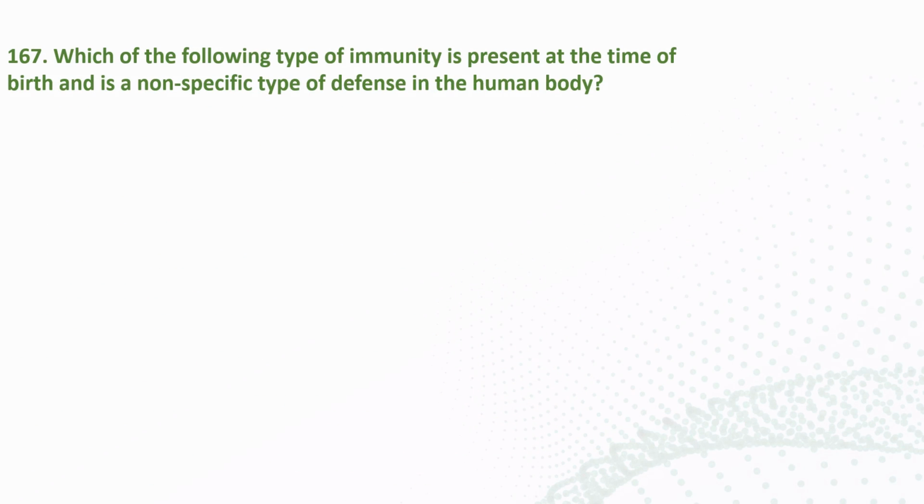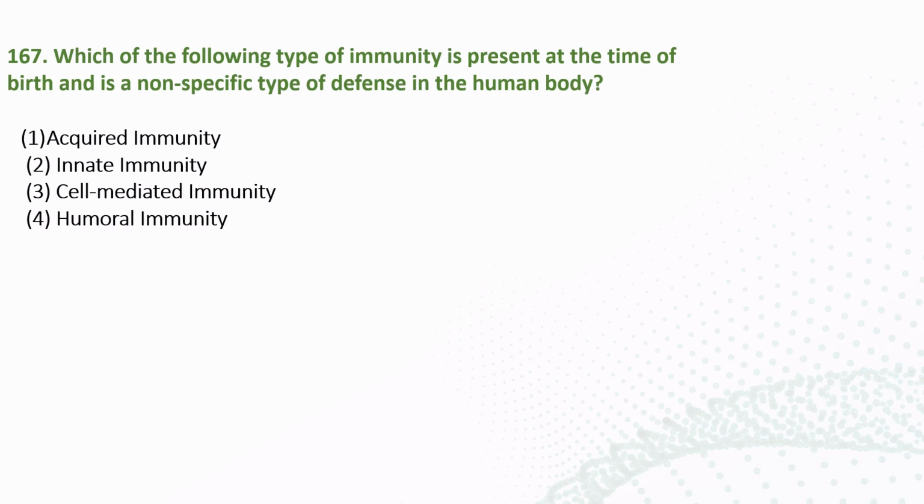If we move on to the next question, this question came from the immune system. What they are asking is: which of the following types of immunity is present at the time of birth? Here you have to say that we have many types of immune responses. In that, at the time of birth, which type of immunity is seen in the fetus or the baby or child? It is a non-specific type of defense in the human body, also called non-specific defense.